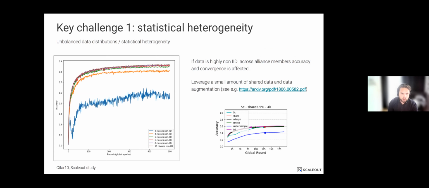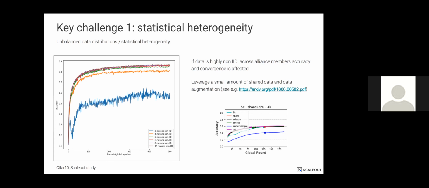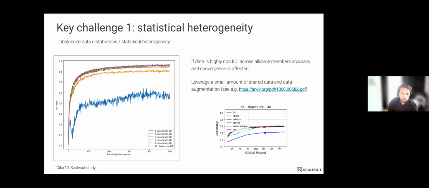So what you can see in the figure here to the left is an experiment with a typical benchmark data set called CIFAR-10. It's used a lot. Many of you probably have worked with it in machine learning, where in this alliance, instead of splitting the data set evenly or IID, we created partitions that only have a certain number of classes represented. So the clients are not seeing all data. And then what you see here is that, as this non-IIDness becomes more and more extreme, it can really affect convergence and accuracy.